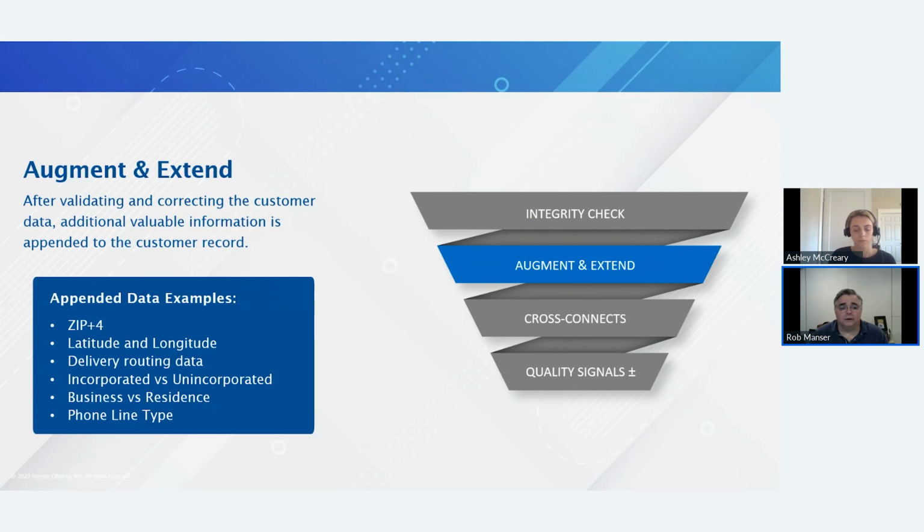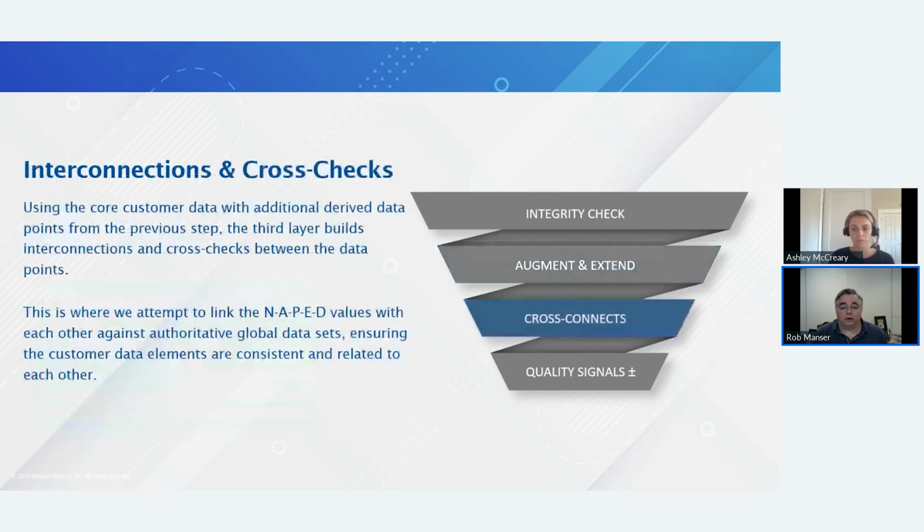For example, we might, in an email address, be able to identify that it comes from a free email service, or for phone numbers, we might identify the line type, so you'll know if it's mobile or VoIP. But in the location world, we're going to talk about latitude and longitude and delivery route data, or incorporated versus unincorporated. But even so, once we have been able to add these data points, we can use it to cross-check or make interconnections between the data. And that is using the core customer data and those additional data points.